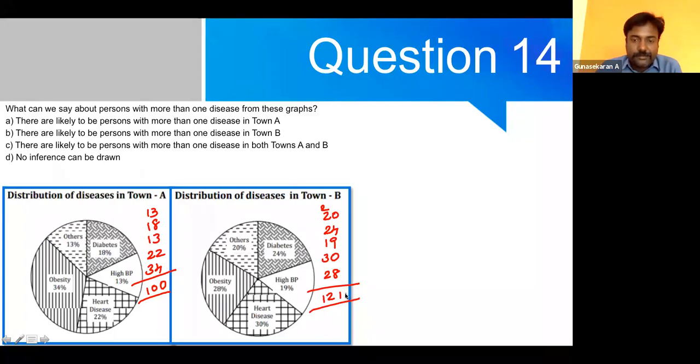So now tell me. Normally in a pie chart, the total will be 100%. But see here, distribution of diseases in town B, the total is 121%. So obviously, what is the meaning? So the answer is not "no inference". There are likely to be persons with more than one disease in town B.